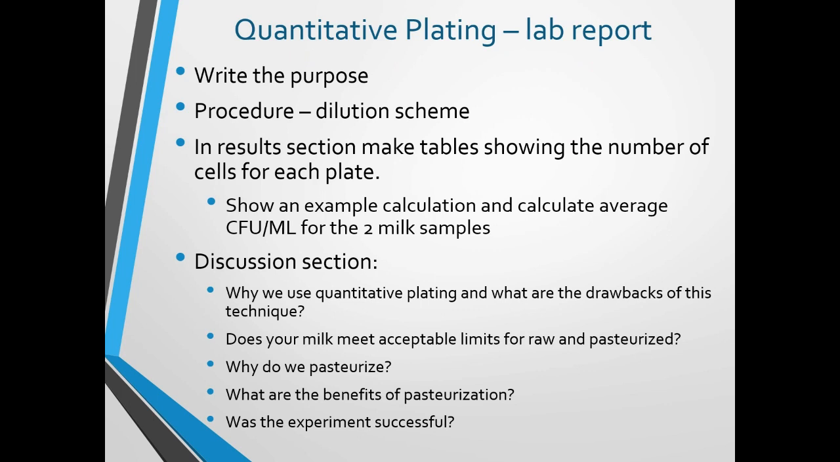So follow the general format when you write lab reports, and these are the specific things that you need to include in your quantitative plating lab report. Write the purpose, so not more than 2 sentences. For the procedure, explain the dilution scheme. In 4A lab, Sam explained the dilution scheme in detail. Write it in your own words. In the results section, I explained how to arrange your results in 2 tables, and you should show one example calculation on how to calculate the CFU per milliliter for the undiluted milk samples. Then calculate the average CFU per milliliter for your 2 milk samples.